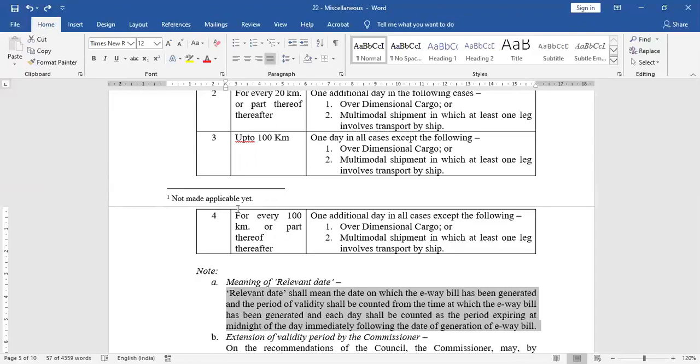Recently, I appeared in an exam for a GST course, and this question was asked in that exam. So if you have any doubt, you ask. I cleared that exam.